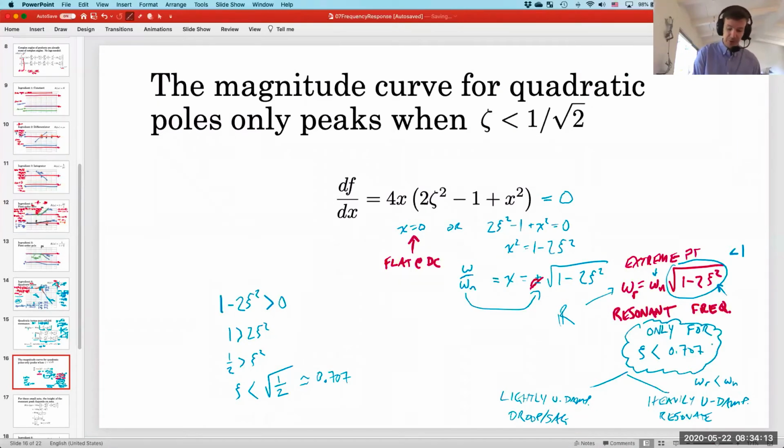Okay, so now that we know which complex conjugate pairs will resonate, I think the next logical question is, how high is the peak? How much do they resonate? What's the most gain we can get out of these things if we so desire? Or what's the worst case gain if we really don't want things to amplify? So 2 sides of the same coin there.